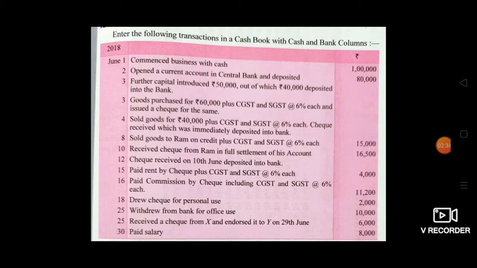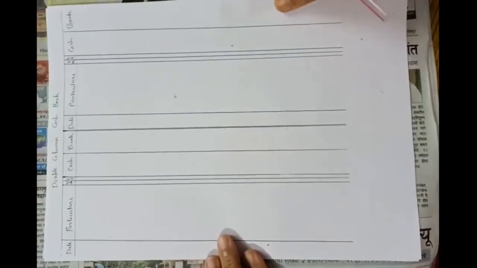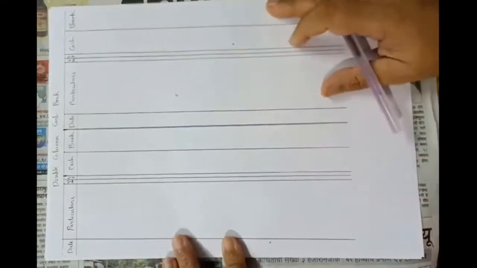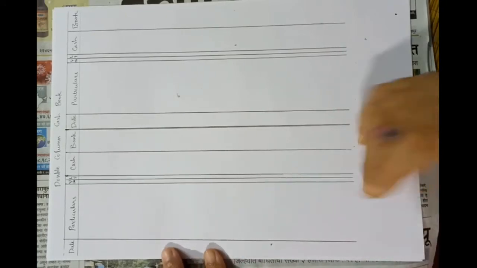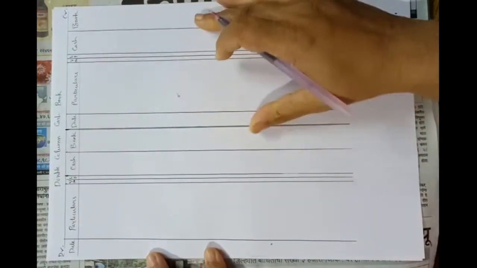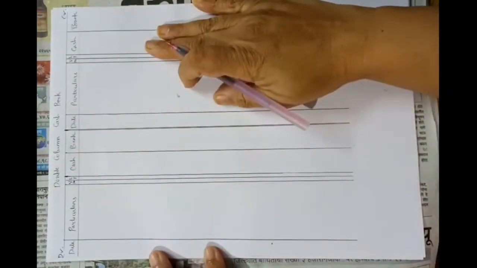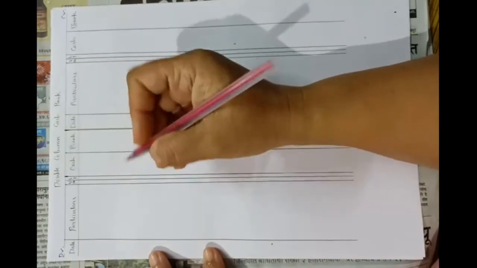Okay, so now let's start and pass necessary entries and post them in the double column cash book. So now let's start the problem. Double column cash book is also called two column cash book. This is the debit side and this is the credit side, that is, receipt side and payment side. June 1st, 2018.